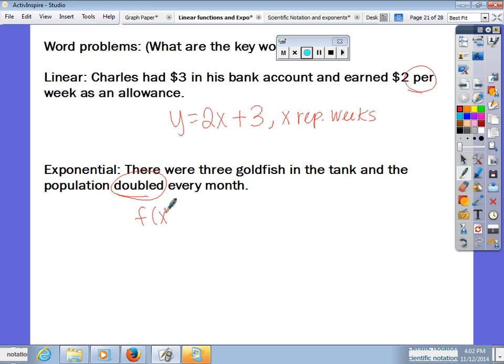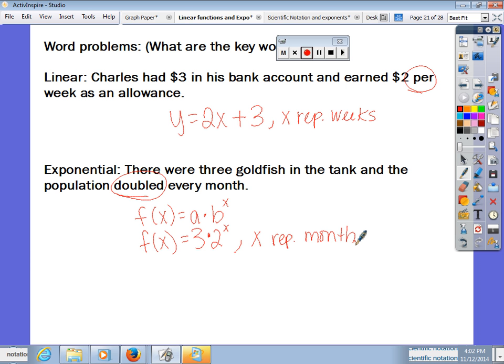So here's my equation. Remember, b is your ratio. It's what's happening. What are we multiplying by? And the word doubled means times 2 to the x. A is your initial value. So how many goldfish did he initially start out with? 3. So this would be your formula. And once again, we could note what x is. This time, it's after the word every month. So x represents months.